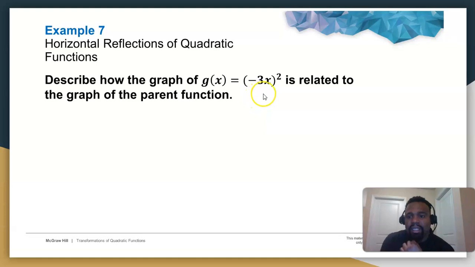Now let's look at this. So this is a different notation. Look, it's in parentheses, all right, with a negative: negative 3 of x squared. So this one is going to be reflected across the y-axis. You're still going to have an upward parabola, all right. And since it's greater than 1, your parabola is going to be more narrow, all right, but horizontally it's going to be a compression.